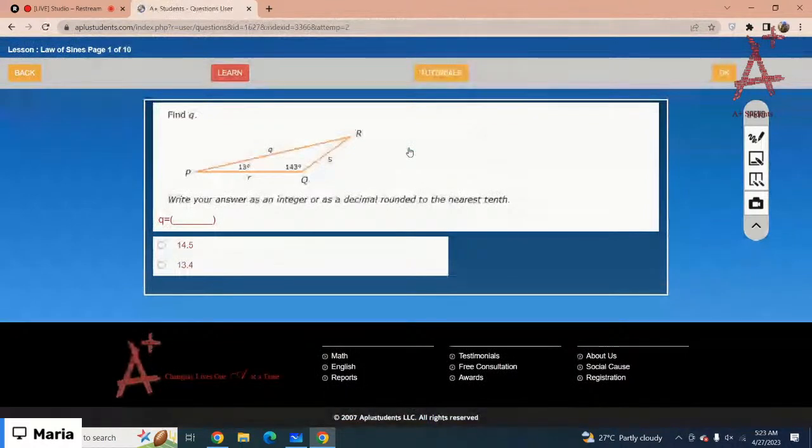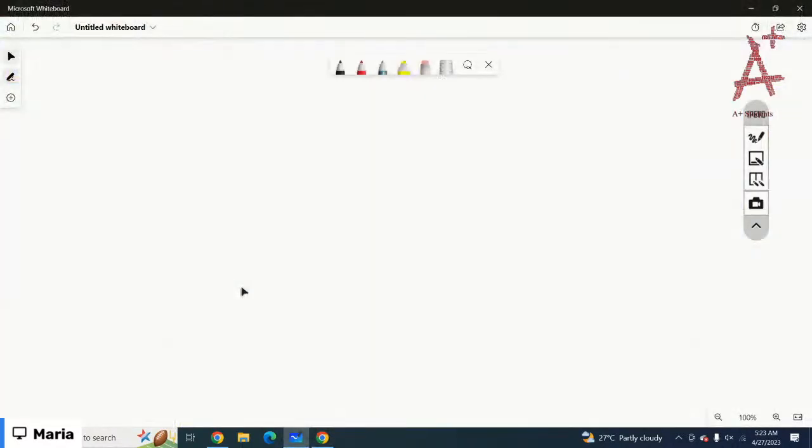Okay, so you are given the side p and the angles p and q. So let me just use p over sine p, and q over sine q. Got it? Because you are given the side, this is side p. I'm going to use p divided by sine p, and that equals q divided by sine q.